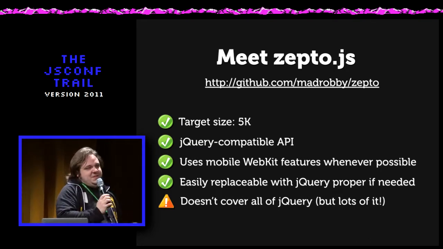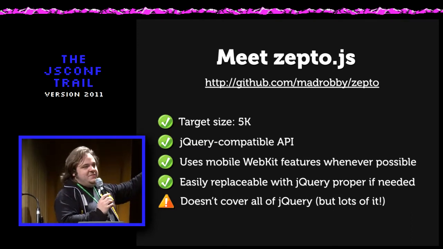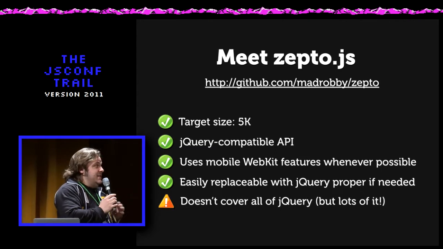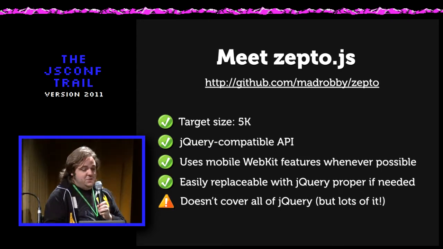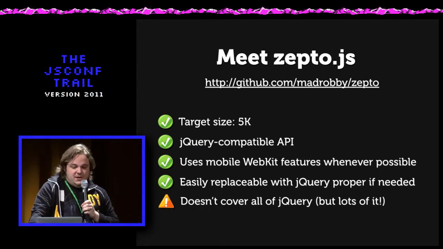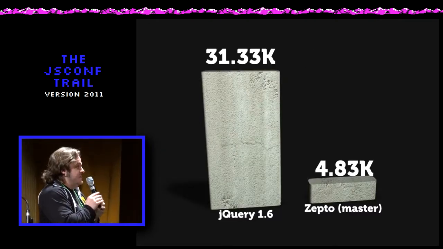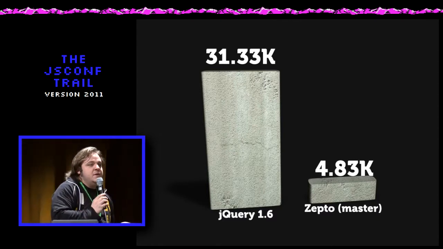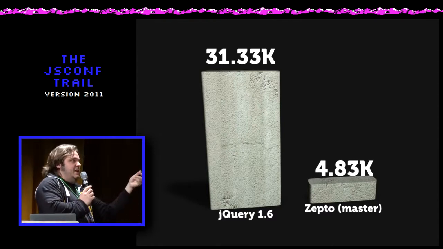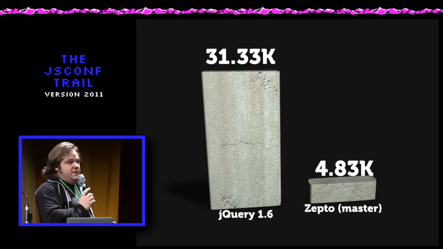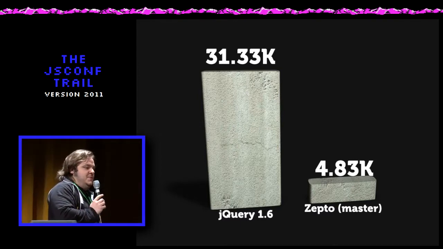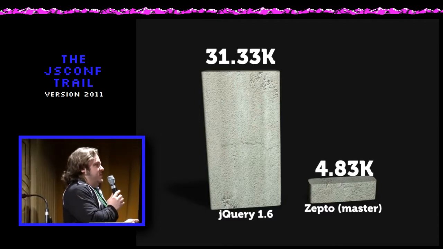And that part is important. That means that it, for example, doesn't really work on Firefox. And it's easily replaceable with jQuery proper if you need to do that. To give you an idea of the size difference, this is jQuery 1.6. It has 31.33K gzipped and minified. I did this just yesterday with Uglify.js and the command line gzip compression tool on the highest setting. So it's a fair comparison, I think.